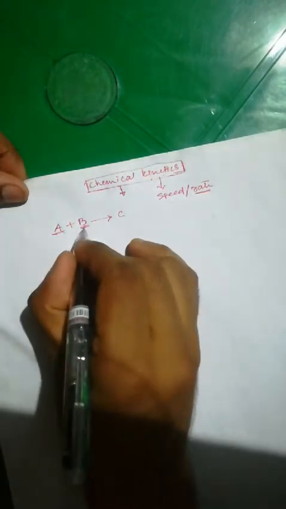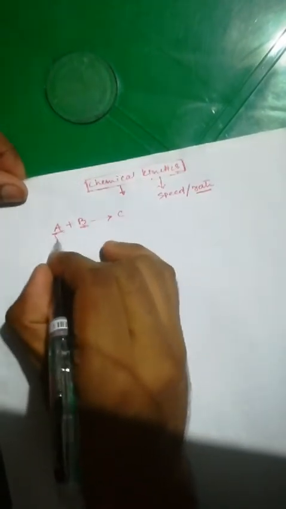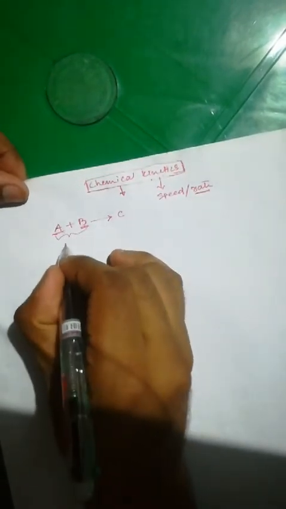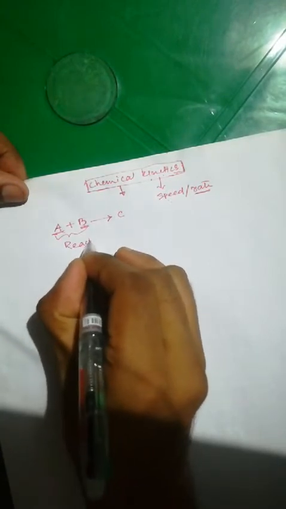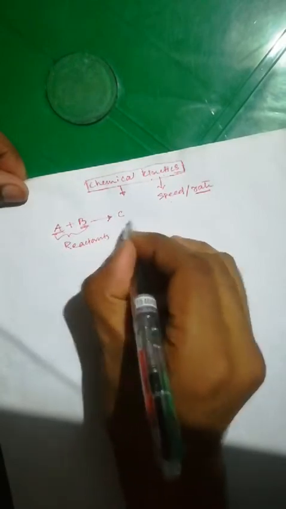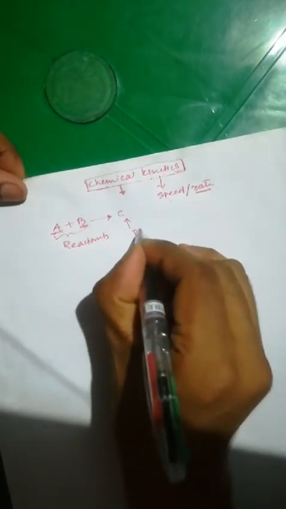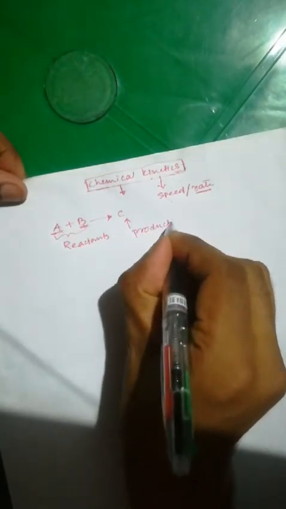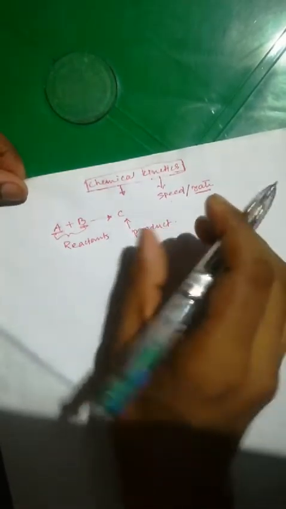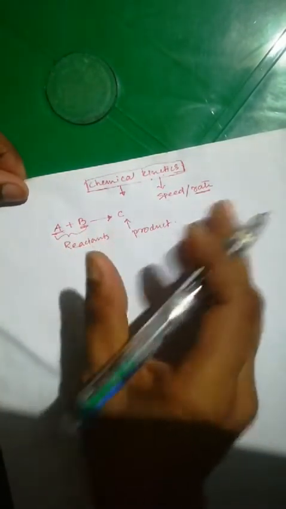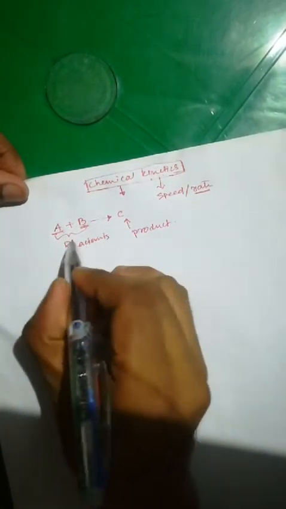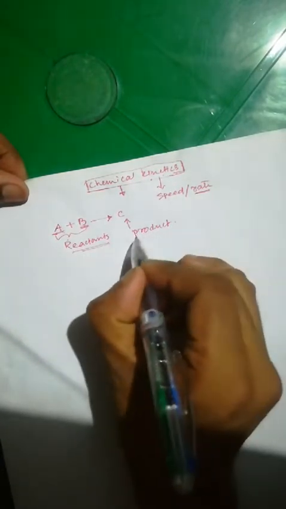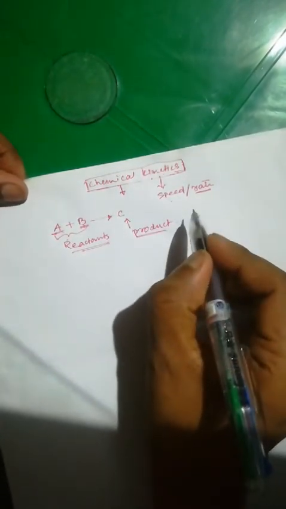These two chemicals which are reacting with each other are called reactants. And the new chemical which is forming in the reaction is called product, right? So in a chemical reaction, two chemicals react and another chemical is formed. The reacting chemicals are called reactants and the forming chemical is called product.